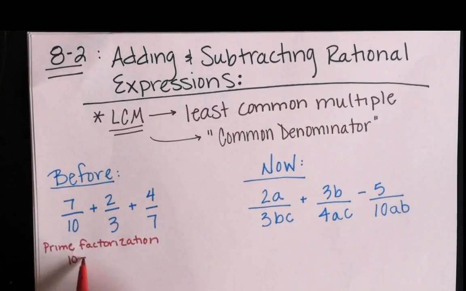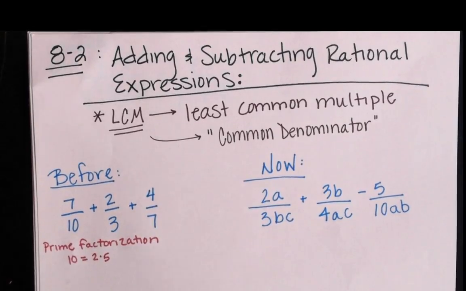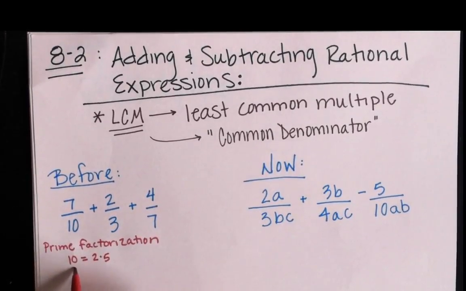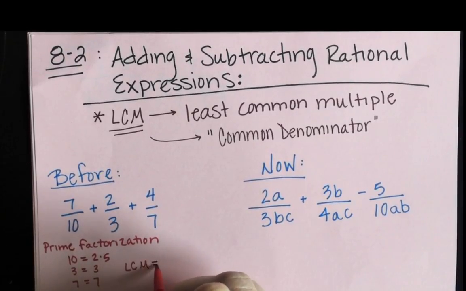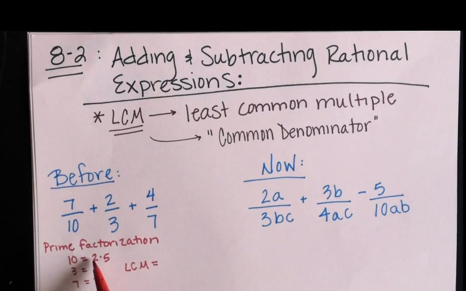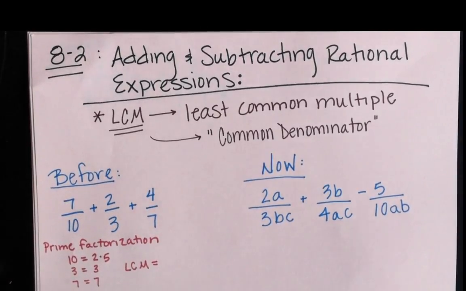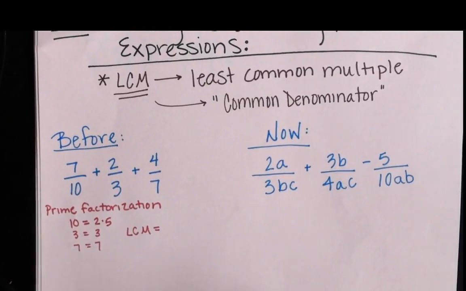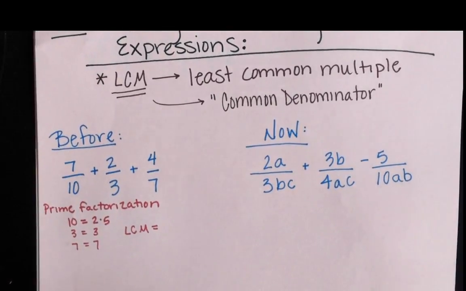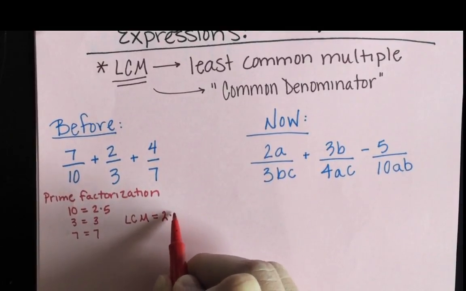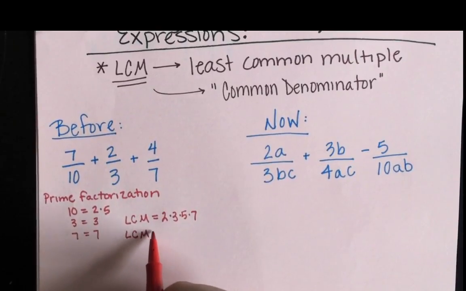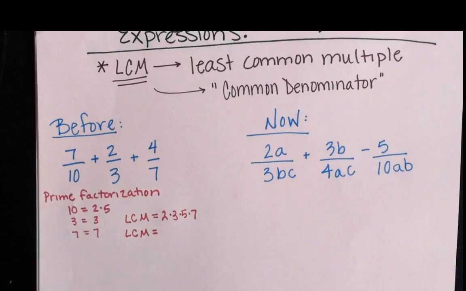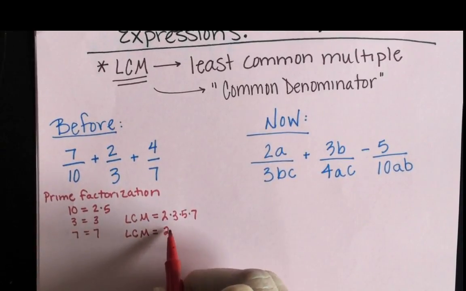each of these numbers, 10 factors into 2 times 5. So we really are looking at what the primes are. 3 is just 3. 7 is just 7. And when we look at what our LCM is, it is going to be 2, 5, 3, and 7. There's no repeated values. There's no groups of 2s or 3s. So we have to multiply 2 times 3 times 5 times 7. And unfortunately, the LCM, or the common denominator for this problem, ends up being 210.